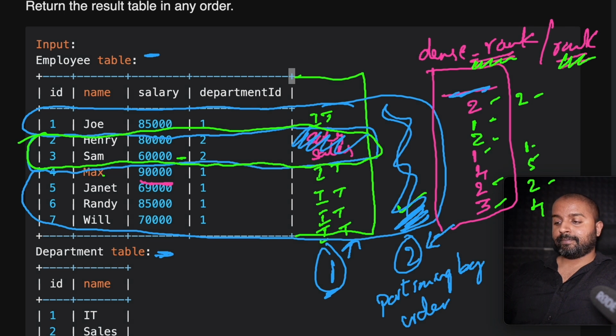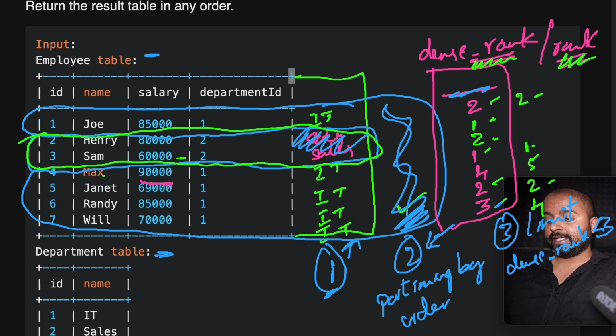And the final step would be to filter out or limit the number of users, the number of employees, to three. So the third step will be just to limit these. Let's call this dense rank column, which is less than or equal to three or something along those lines, which should give us all the users. So that would be a conceptual way of thinking about how to tackle this problem, which is one, two, and three.